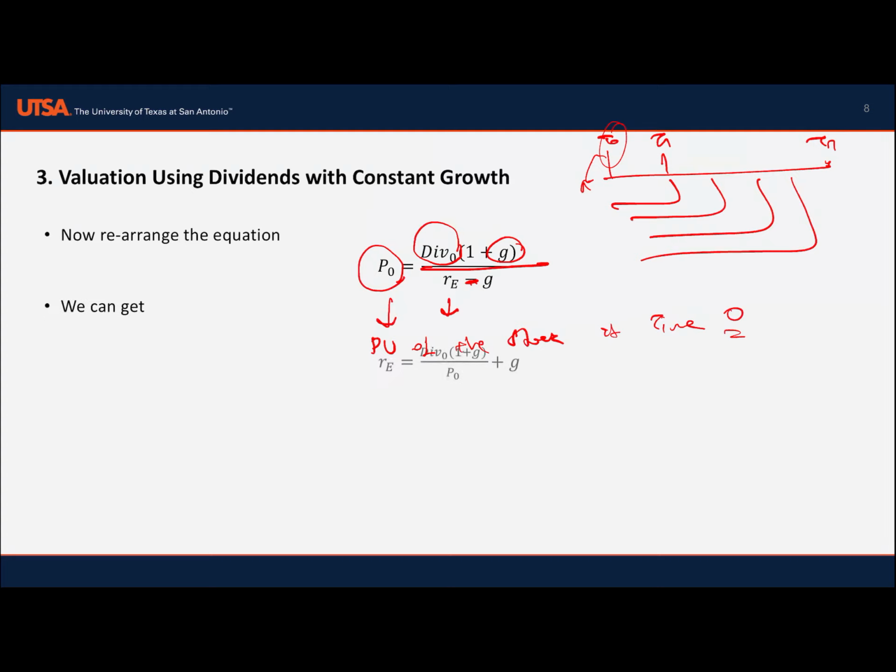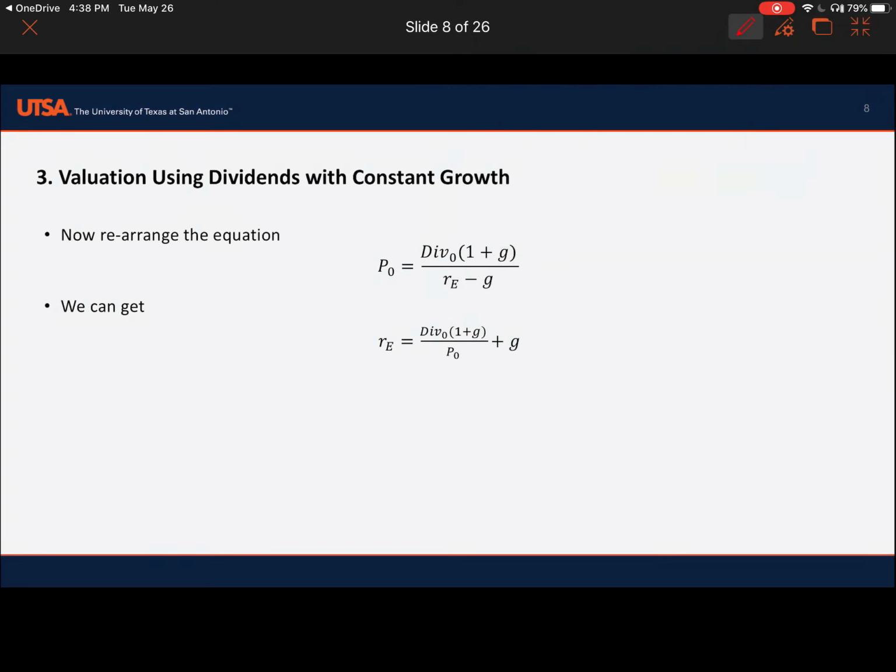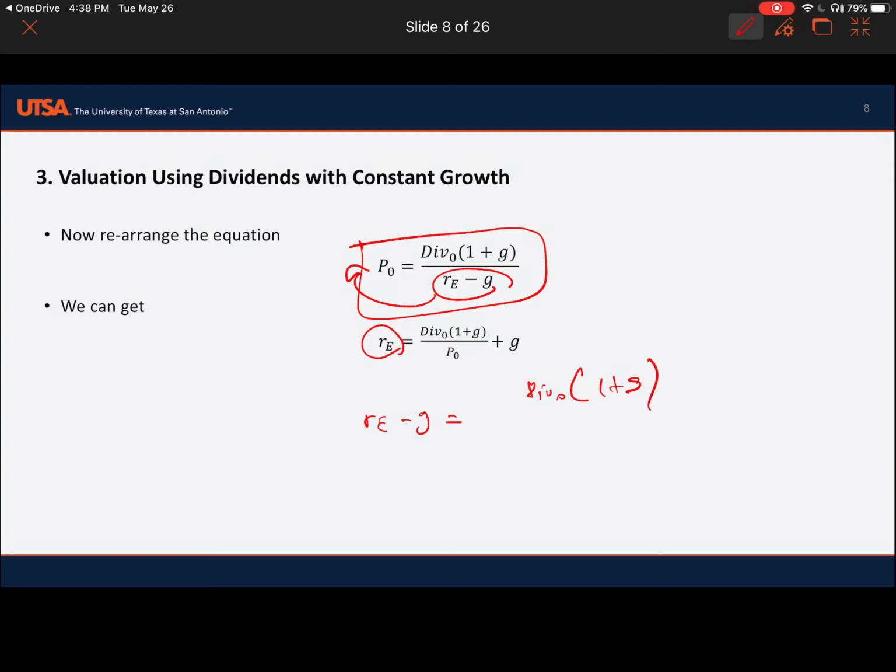Okay, same formula. Let me clear here. What do we have? Return on equity, just the same formula, we just manipulate this formula and find return on equity. How? We take the denominator from here to the left-hand side, and the return on equity minus the growth rate is equal to dividend at time 0 multiplied by 1 plus g, where g is the growth rate, divided by P0. P0 is the price of the stock at time 0. So what is the cost of equity? Cost of equity is equal to dividend.